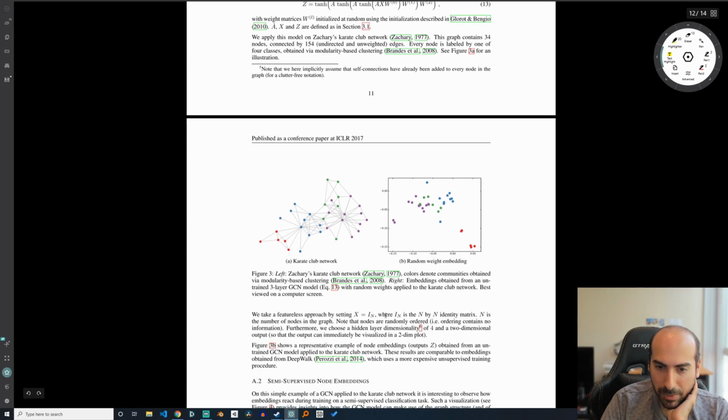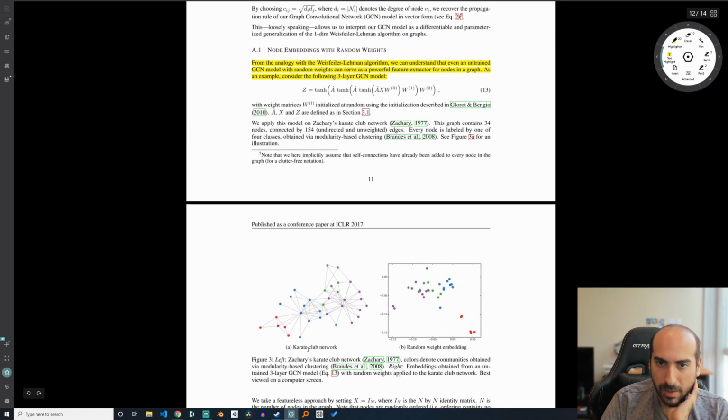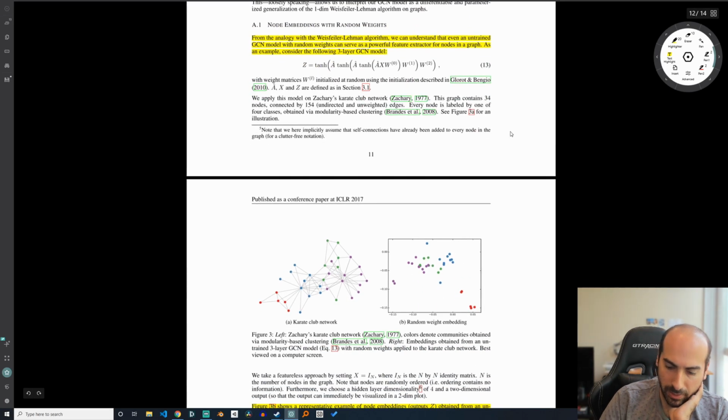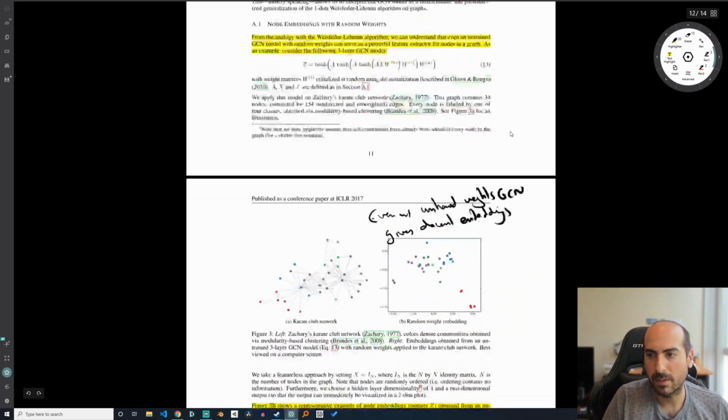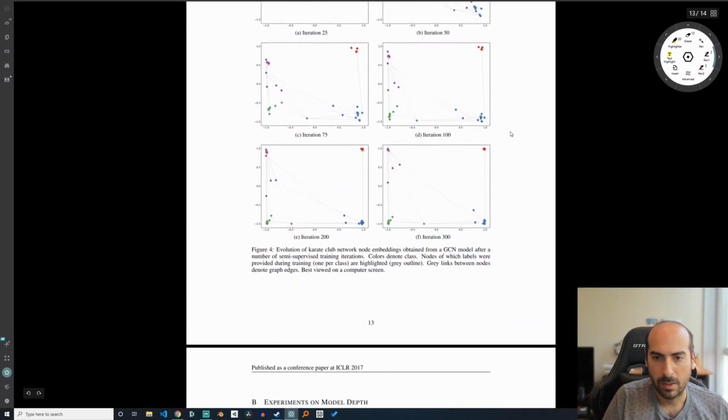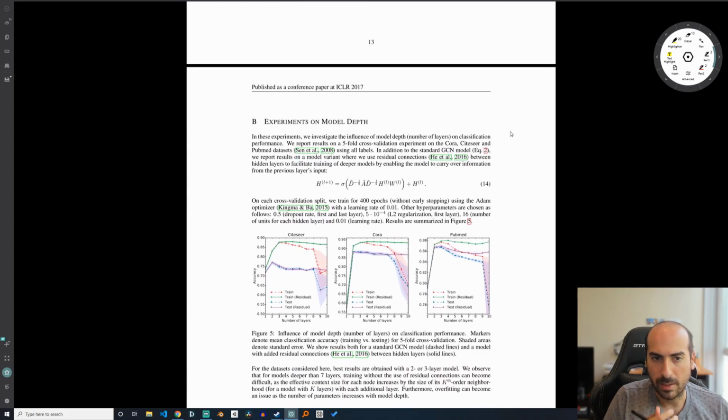So we take a featureless approach. Oh, I see. Interesting. So basically, even with untrained weights, GCN gives decent embeddings. That's kind of interesting, actually. So here, okay, I don't know what this was about. Experiments on model depth. Okay.